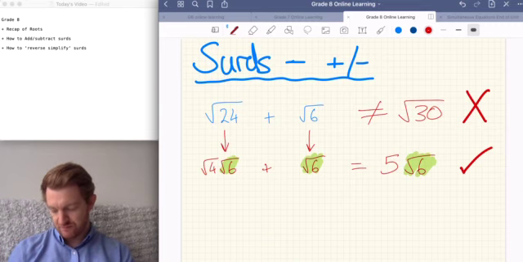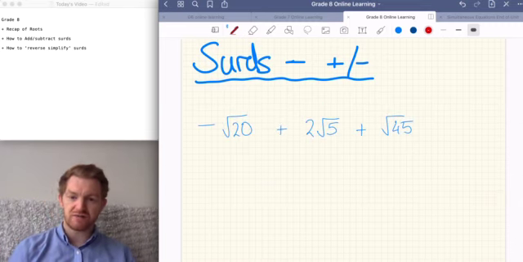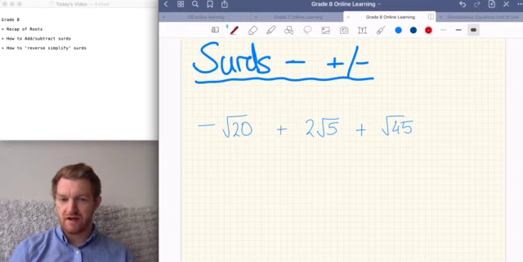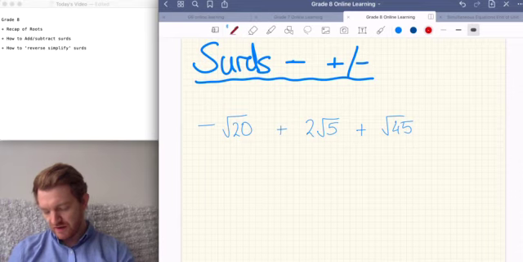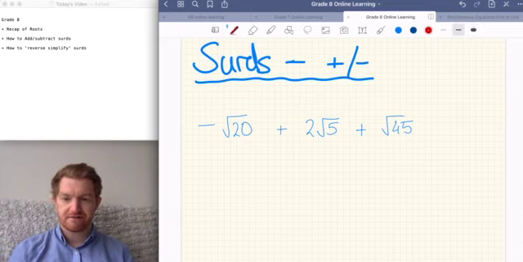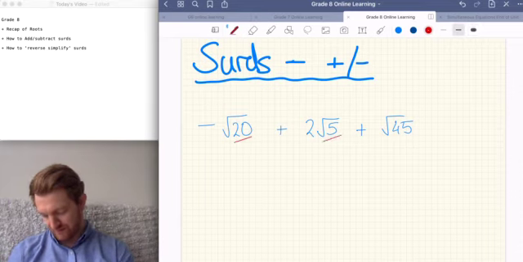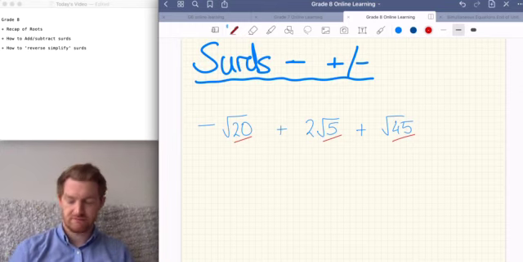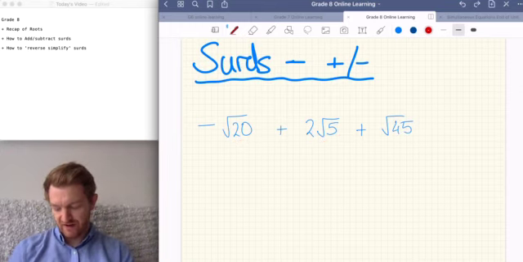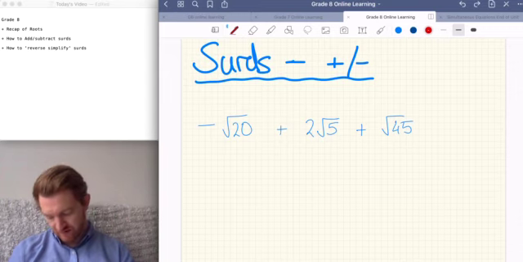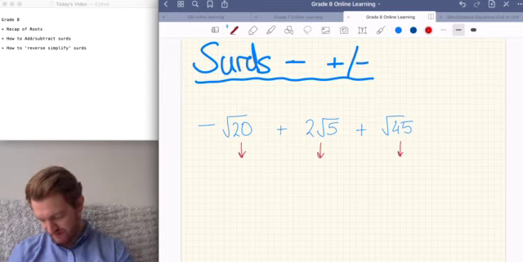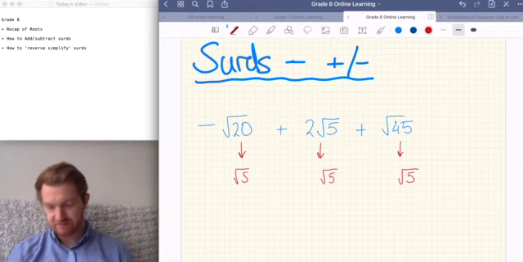Let's look at another example. Now we've got a few different parts. We've got a negative, we've got a 2 root 5, and we've got root 45. So we've got 3 different numbers. So we look at these 3 and say, okay, well 20, 5, and 45. We've got 3 parts. All of those numbers are on the 5 times table. So what we need to do now is to split this up into its factors. We know that 5 is a factor of all of them. So we know we're going to be dealing in root 5s.